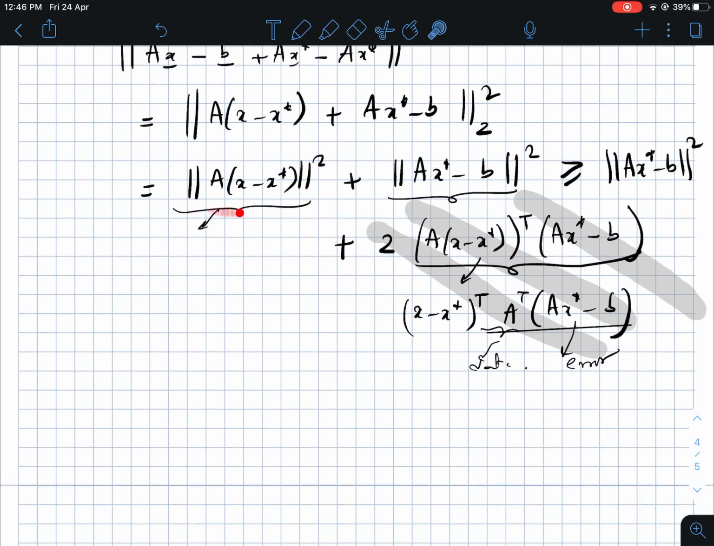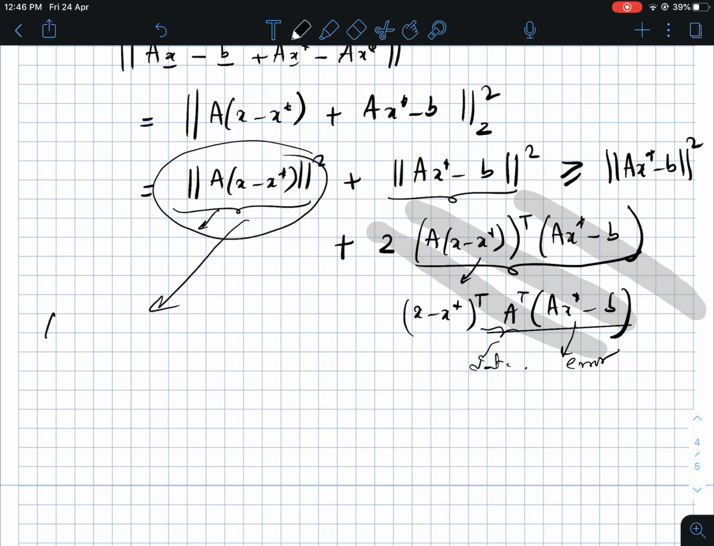That's clear? Because this term here is always non-negative, greater than or equal to 0, and you're adding it to this, so it only increases the value. Furthermore, you can say more: when do you have equality? They are equal when this term is 0. And when is this term 0? When A times (x minus x star) is 0. That only happens when x equals x star, because the columns of A are linearly independent. This is essentially some linear combination of columns of A that is 0, and that's only possible when the coefficients themselves are all 0. So x must be equal to x star.